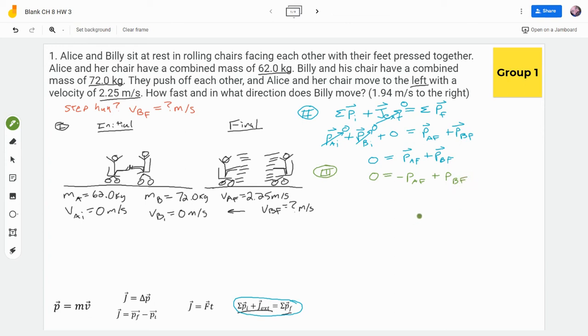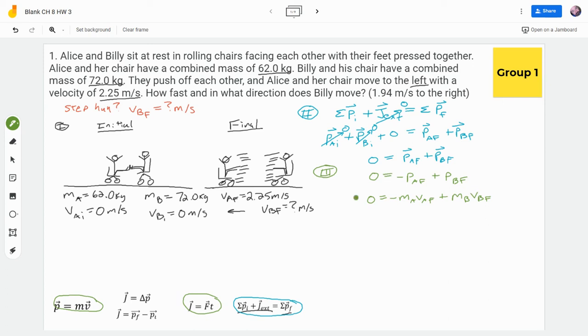Now, at this point, there's different ways you can do this. What I would recommend doing now is turn all of your P's into MVs and turn all of your J's into FTs. If there is a J in this problem, turn that into FT. We don't have any J, so we don't have to do that, but we are going to turn our P's into MVs. So minus P sub AF is going to become minus M sub A V sub AF plus P sub BF is going to become M sub B V sub BF. So my P's have become MVs, and if I had a J, I would turn it into an FT, but I don't have a J here.